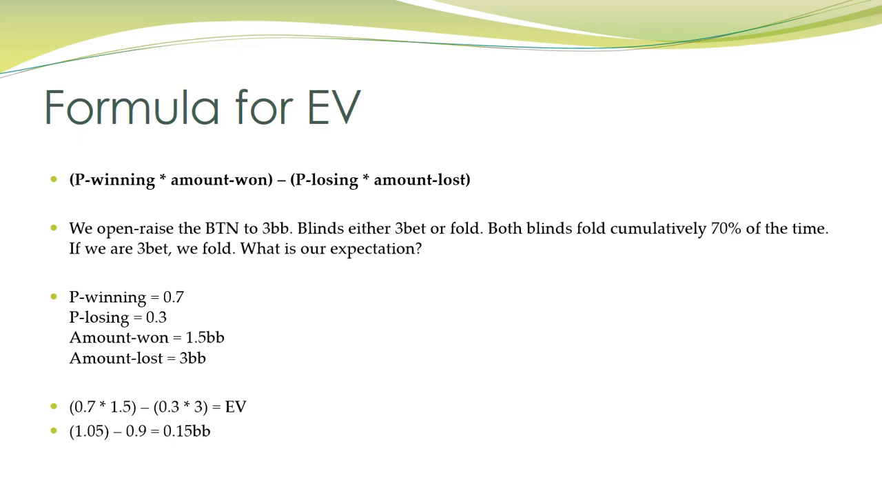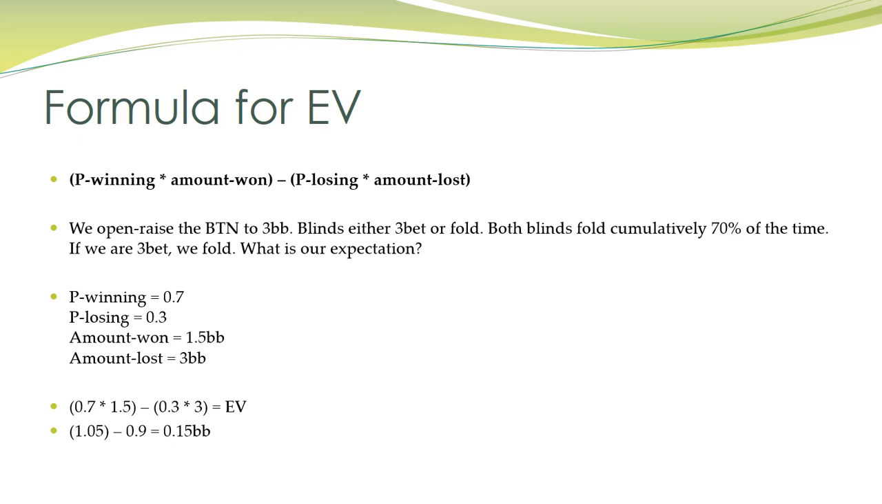0.15 BB. By the way, if we wanted to be technically correct here, when we input the values into the formula, where we've got 1.5 and 3, we should also put BB in the formula, just so we know that we're talking about BB and not just numbers. So that's how we should do it if we want to be technically correct. But we just know we're talking about big blinds anyway, and the result is 0.15 big blinds.